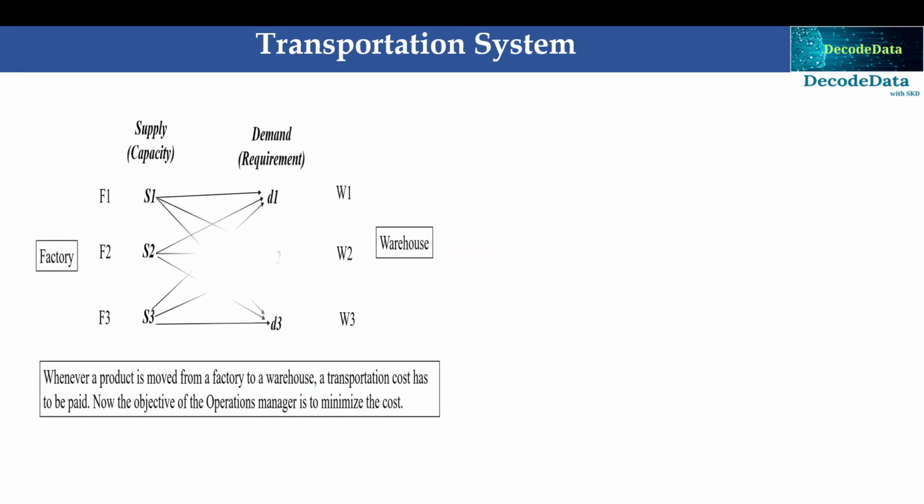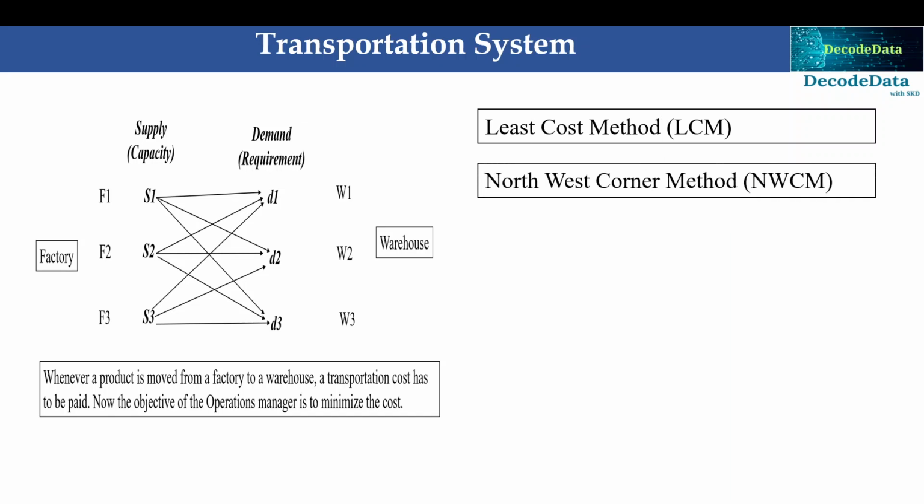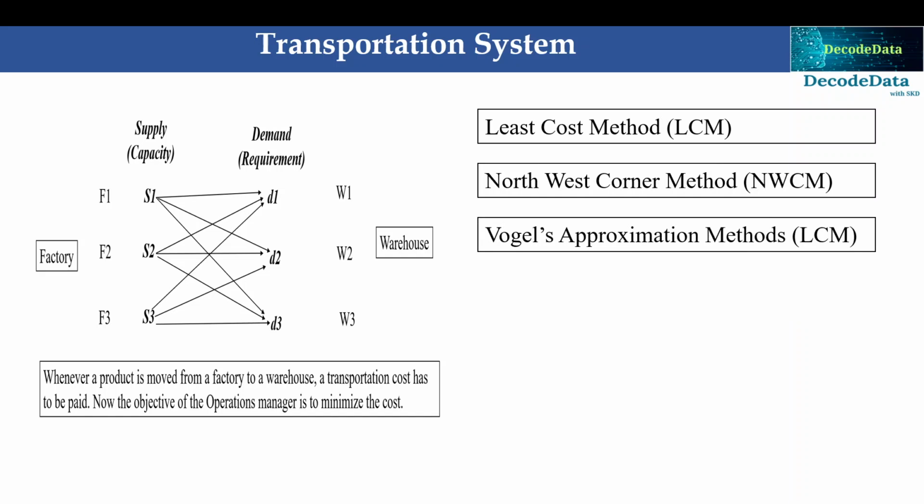Now, for this particular situation, we have 3 different methods. One method is called the least cost method. The second one is called the northwest corner method. The third one is called Vogel's approximation method, and sometimes people say penalty method also, but normally it is called Vogel's approximation method. So these 3 methods are there.